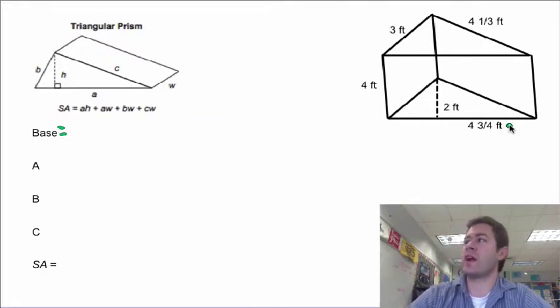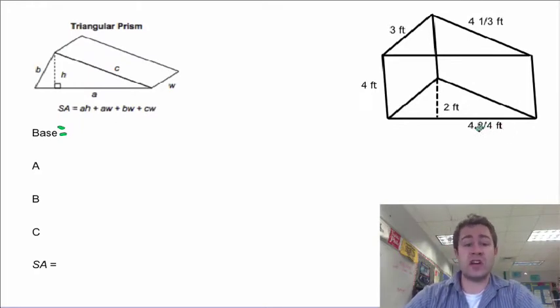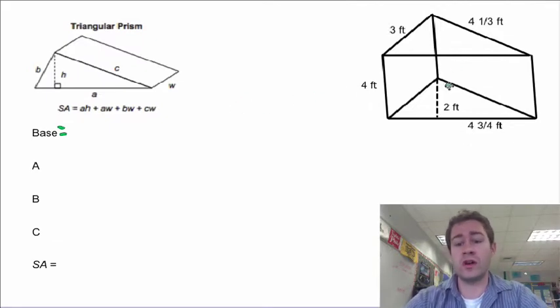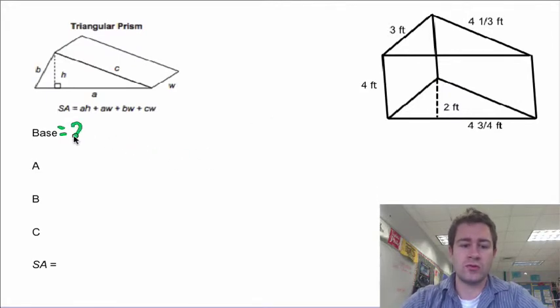Remember, a triangle is 1/2 base times height. If I double that 1/2 base times height, I get base times height, which is a rectangle. So I don't have to worry about the 1/2 in our formula. I just have to find the area of the base times height because I'm doubling my triangle. So I would do 2 times 4 3/4.